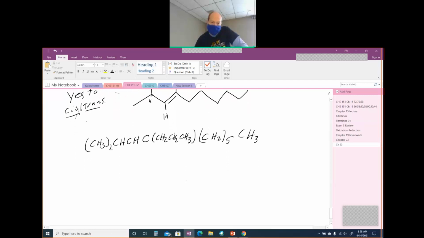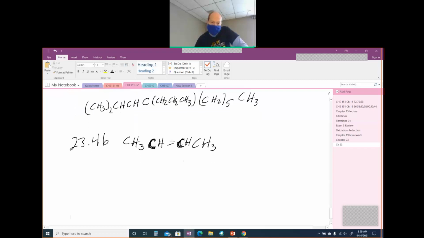All right, 23.46. Give the IUPAC name and include the cis and trans label for each isomer. So when you look at the CH3 and then a CH, double bond, CH, and then CH3, you see that on this carbon of the double bond, it has a methyl and a hydrogen. Those are different. And this carbon of the double bond has a hydrogen and a methyl. Those are different. And so, yes, we have cis and trans. And since the problem says name it as a cis and trans, that is what we're going to do.